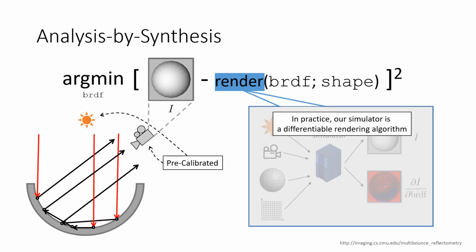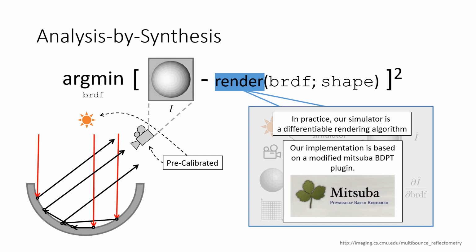We achieve both of these objectives by using a Monte Carlo differentiable renderer, which we have implemented on top of the bidirectional path tracer of Mitsuba.